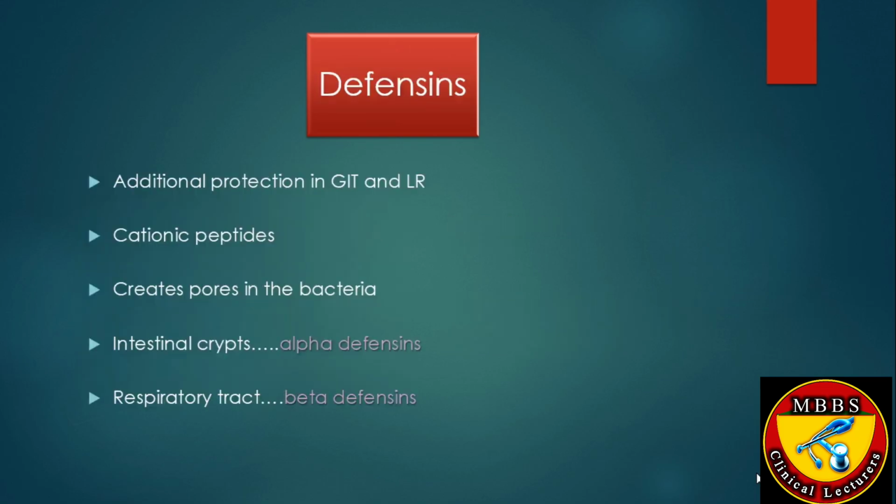Also, in the GIT and lower respiratory tract, we have special important cationic peptides which are known as defensins. These defensins have an important action: they create pores in the membranes of the bacteria, which kills them. For example, alpha defensins are found in neutrophils and the Paneth cells in the intestinal crypts, while in the respiratory tract we can find another type of defensin known as beta defensins. Overall, their function is to create pores in the membranes of the bacteria, so that all the constituents of the bacteria ooze out, and eventually the bacterium dies.